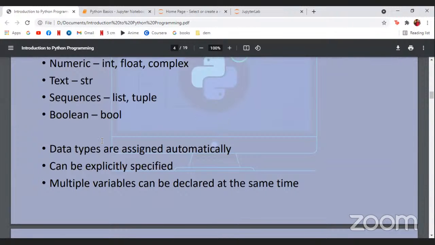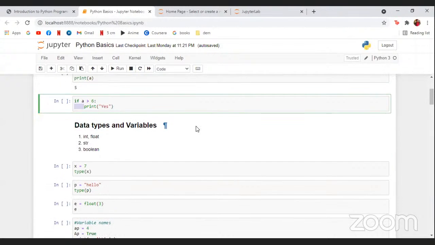The good thing about Python is that data types are assigned automatically. So you don't have to specify. In certain other languages, if you're familiar, you remember you have to say int a equals this and things like that. When you use Python, it automatically assigns the data type of the variable without you having to mention it. And even though that happens, if you need to explicitly mention a variable as something, for example, if you want a equals 5 to be a float, there's a way to do that, and I'll show you. And multiple variables can be declared at the same time, in the same line, which is not available in another programming language.